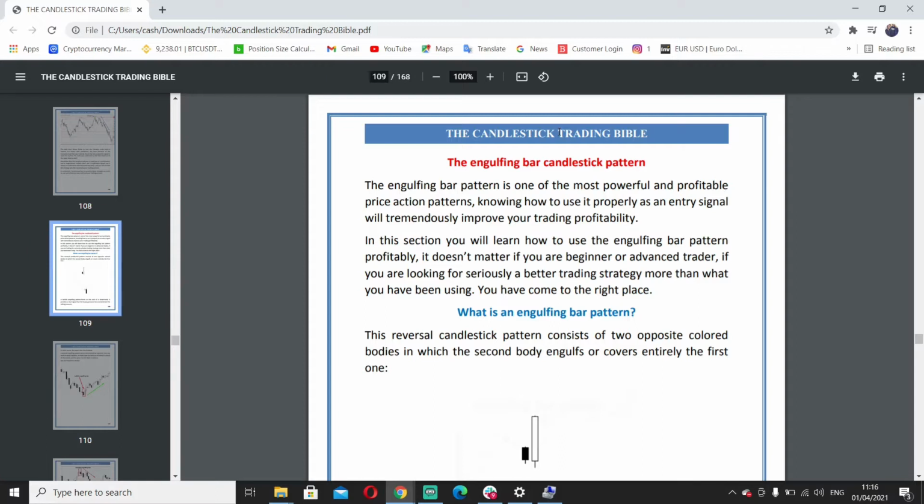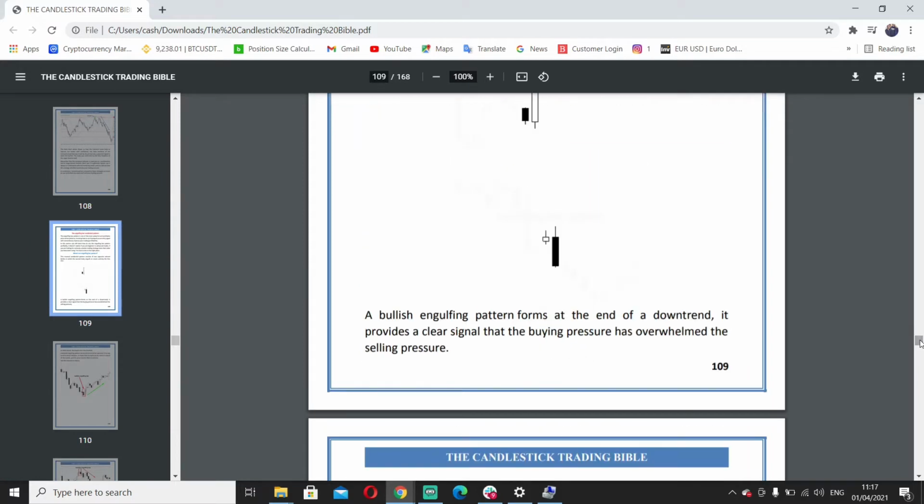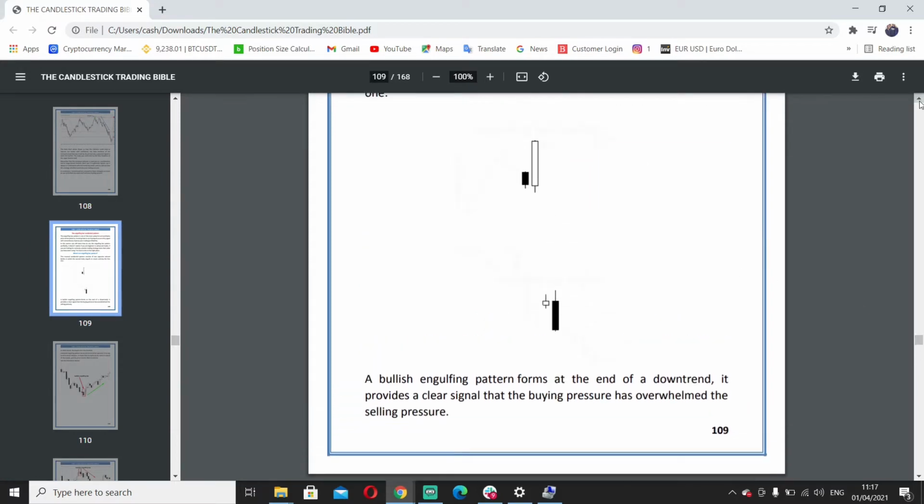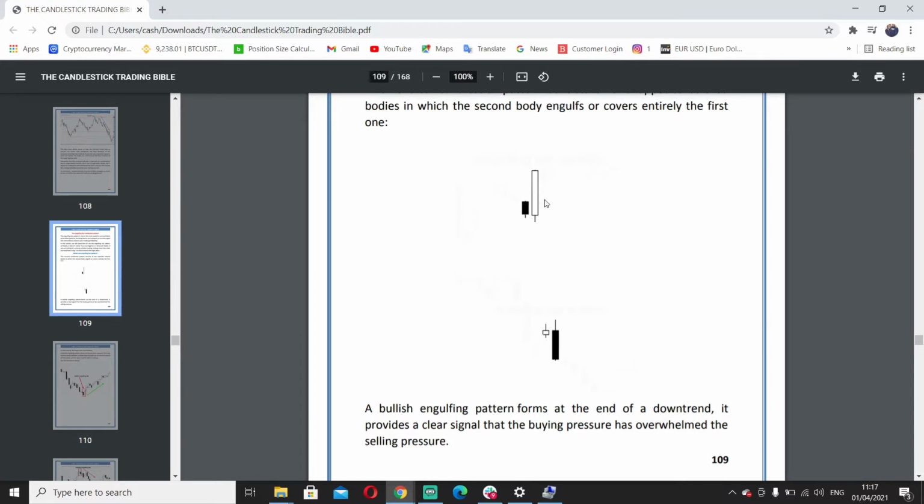This reversal candlestick pattern consists of two opposite color bodies in which the second body engulfs or covers entirely the first one. And as you can see below, we have a clear illustration of that right here. That'll be your engulfing bar pattern, and you can see you've got two variations of it. This is a bullish engulfing bar pattern, and this is a bearish engulfing bar pattern, and the common theme among these patterns is that one candle completely consumes the other candle by maybe 2 or 3 times its size, and that is an identification for an engulfing pattern.